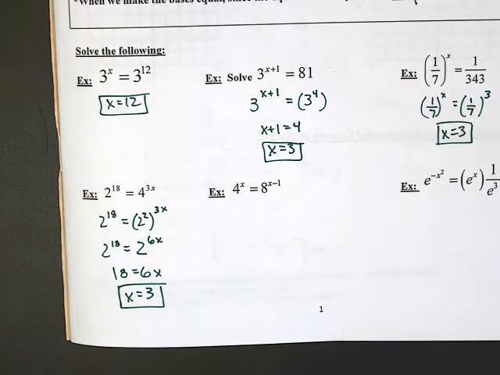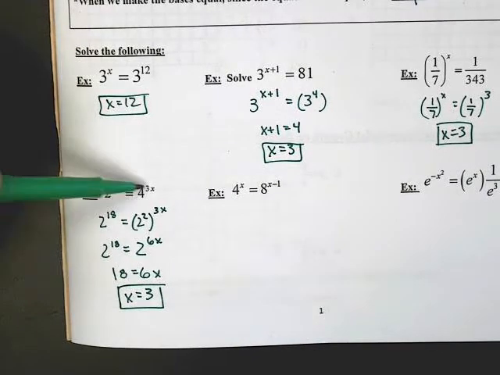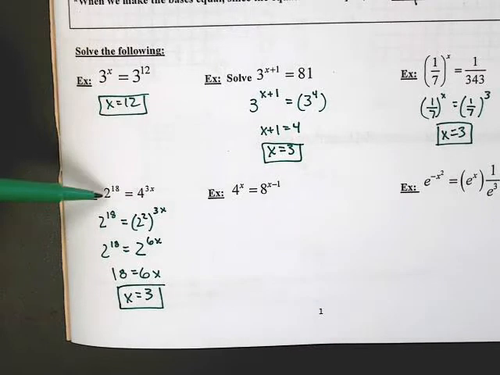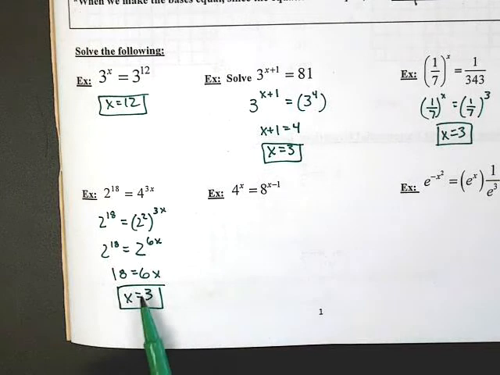At any point, guys, it's also okay for you to plug in to check. This one might not be easy, but if you plug this in, 4 to the 9th turns out to be 2 to the 18th. Or you can plug it in anywhere, really. You could plug it in right here, and it would probably make a little more sense.